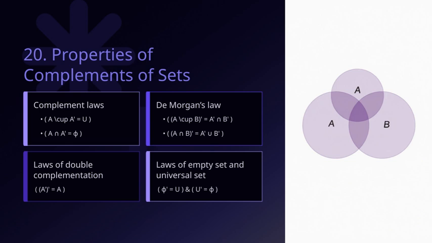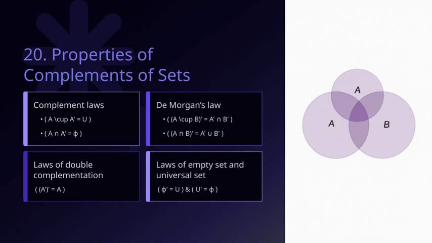Another key point is the law of double complementation, which states that taking the complement twice brings us back to the original set. So, the complement of A′ is just A again. This concept reinforces that complements are involutive operations. Finally, we have the complement laws related to A and its complement A′. The intersection of A and A′ is the empty set because they are disjoint. Meanwhile, their union is the universal set, since together they cover everything within our universe.